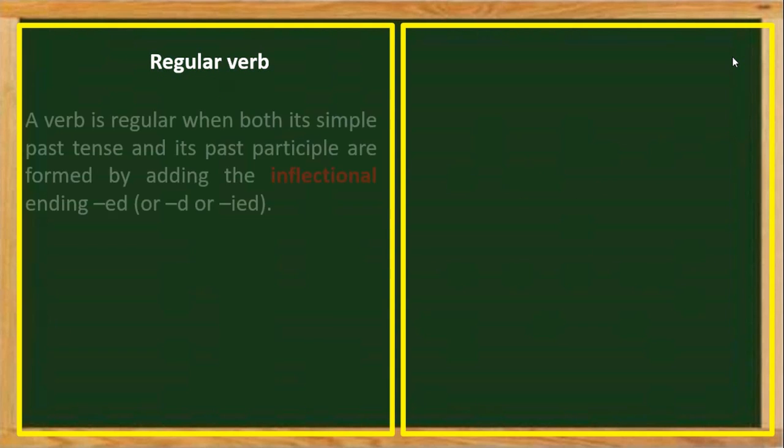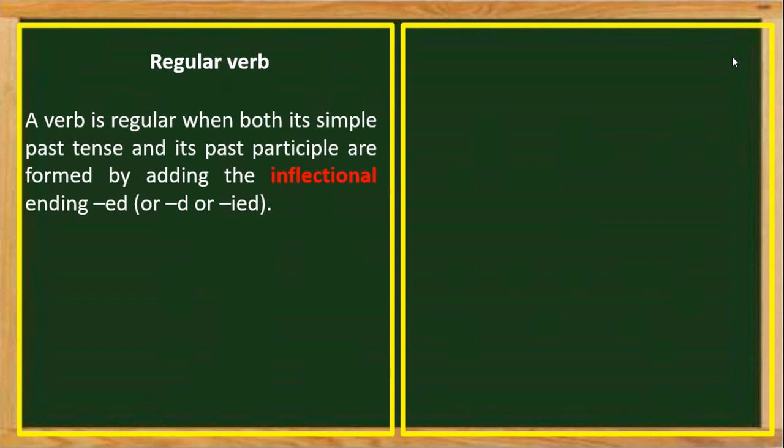Regular verb. We consider a verb regular when both its simple past tense and its past participle are formed by adding the inflectional ending ed or d or ied.